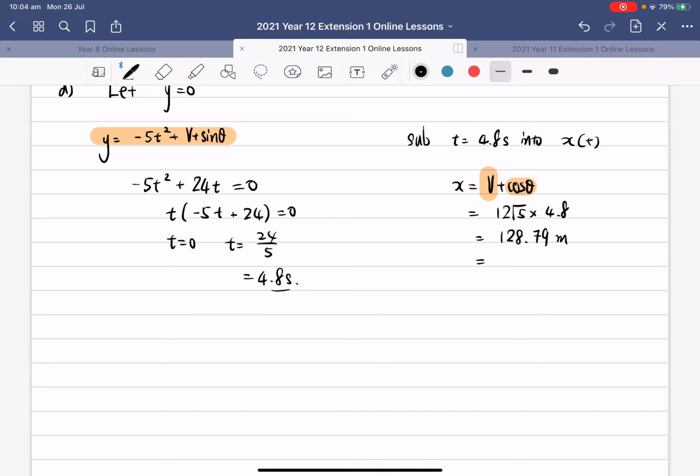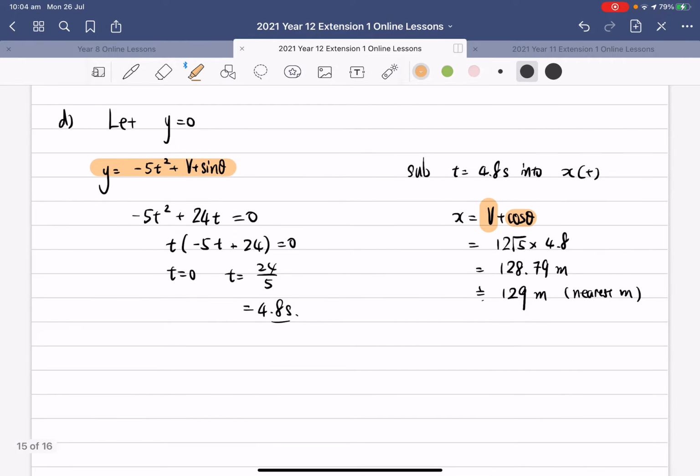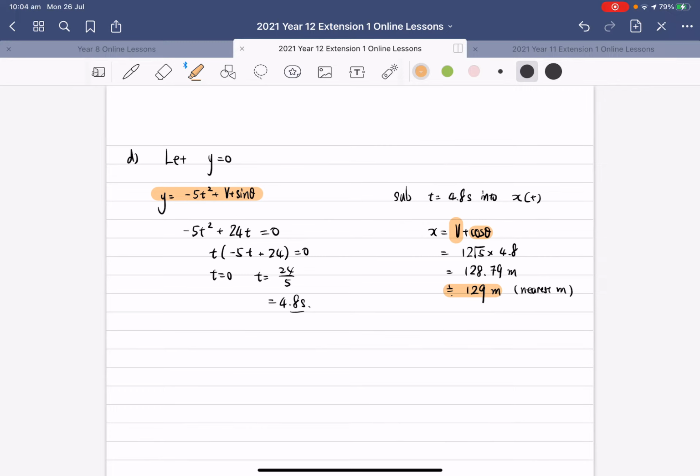And then that, to the nearest meter, becomes 129 meters. Okay, that's to the nearest meter. All right, and that's all for this question. It's a really simple question, as you can see. I could simply put this question into Extension 1, and I'm pretty sure an Extension 1 student can solve it without much difficulty.